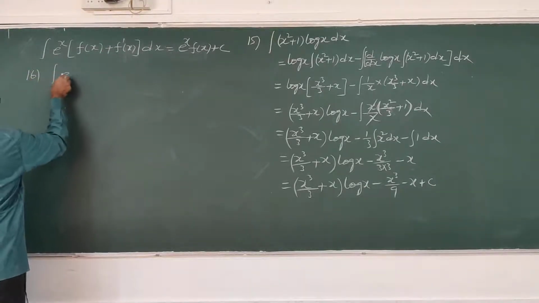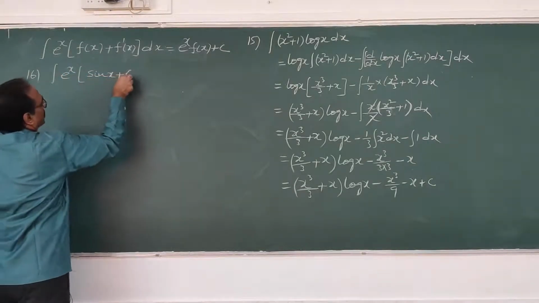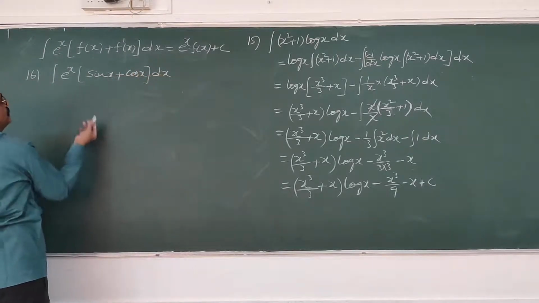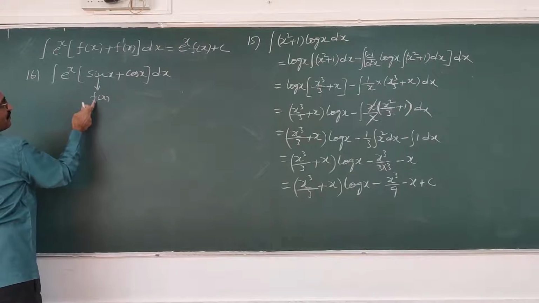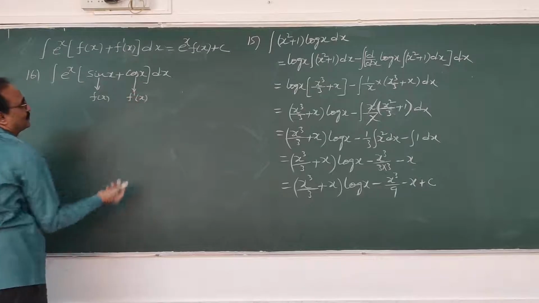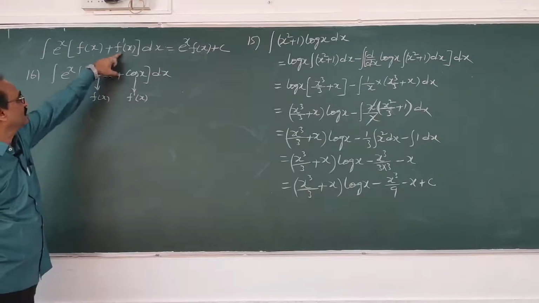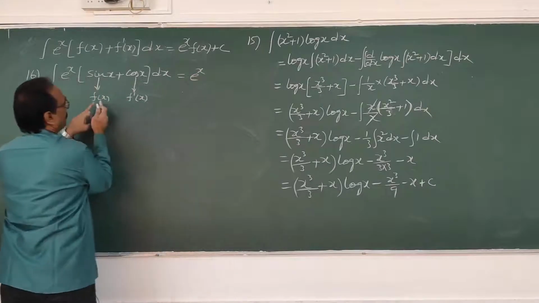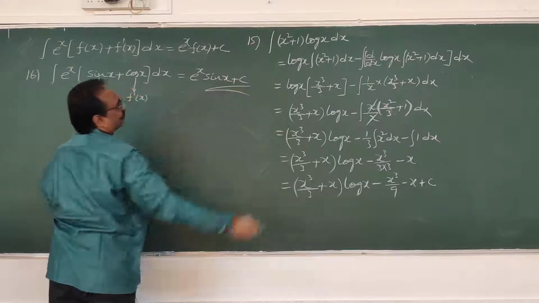What is given? Integral e power x into sin x plus cos x dx. Now here you see, to understand yourself, this sin x is nothing but f of x. Correct? What is the derivative of sin x? Cos x. This is f dash x. So according to the above formula, e power x into f of x plus f dash x dx is equal to e power x into f of x. What is f of x? Sin x. E power x into sin x plus c. That's all.